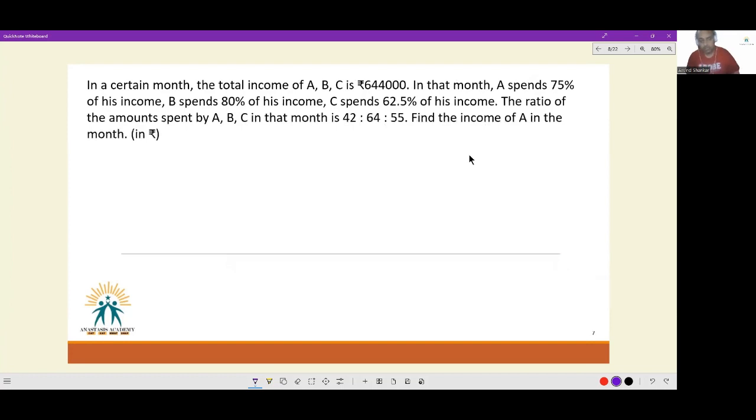Next, in a certain month, the total income of A, B, C is 6,44,000. In that month, A spends 75% of his income, B spends 80% of his income, and C spends 62.5% of his income. The ratio of amount spent by A, B, C in that month is 42 is to 64 is to 55. Find the income of A in the month. Okay. Now see how we should be working here. These percentage figures are good numbers. We should know these numbers.